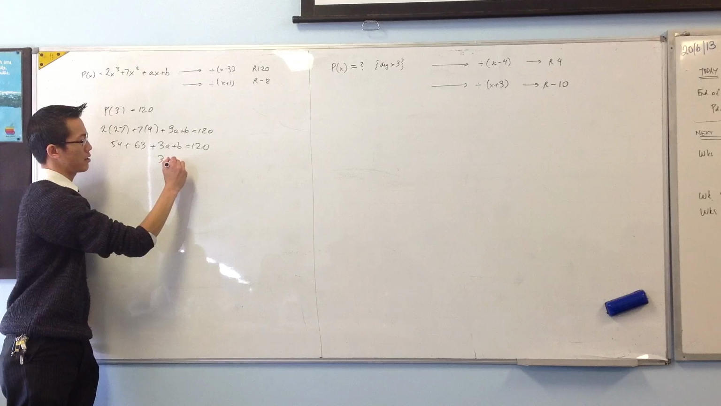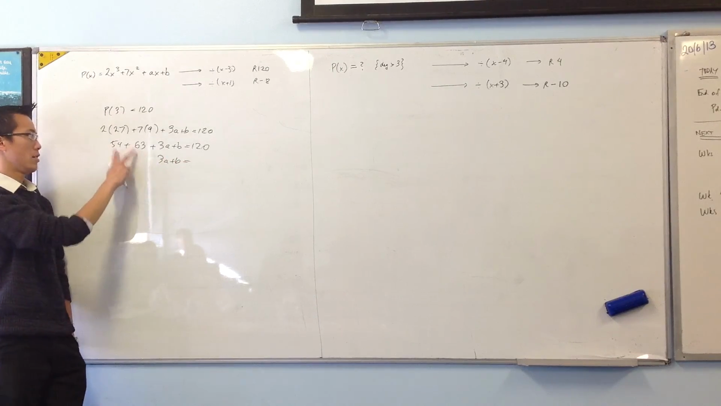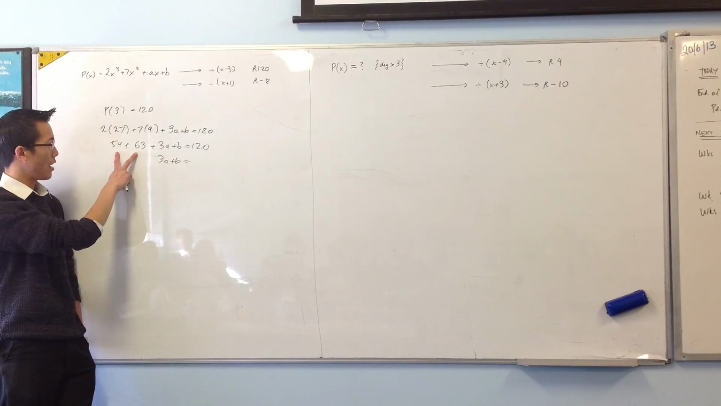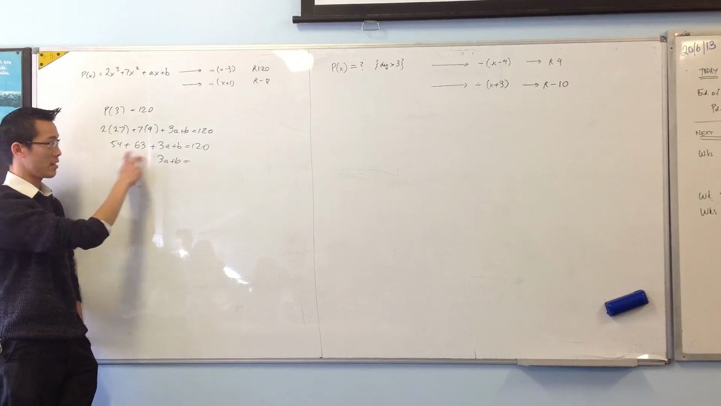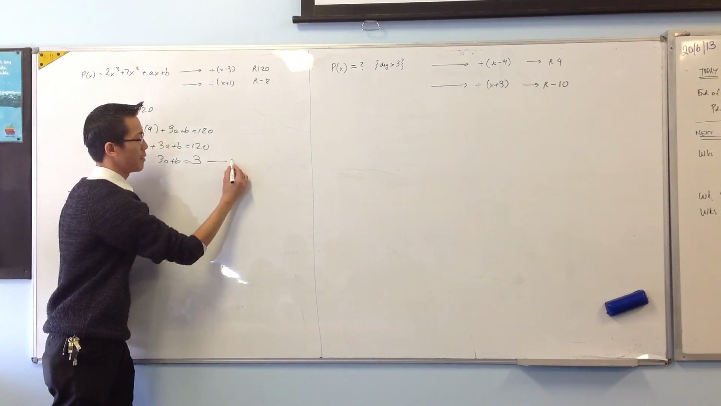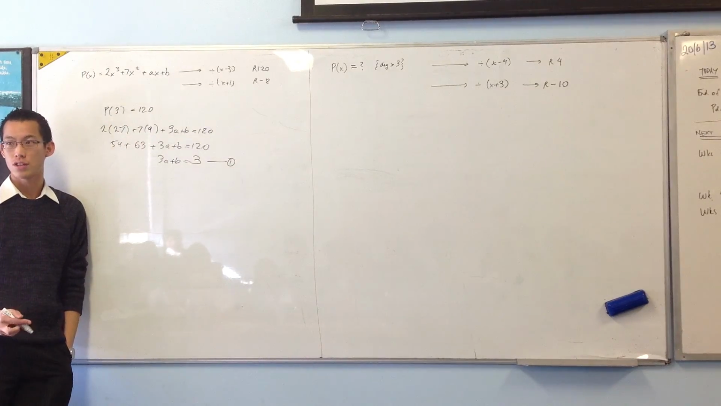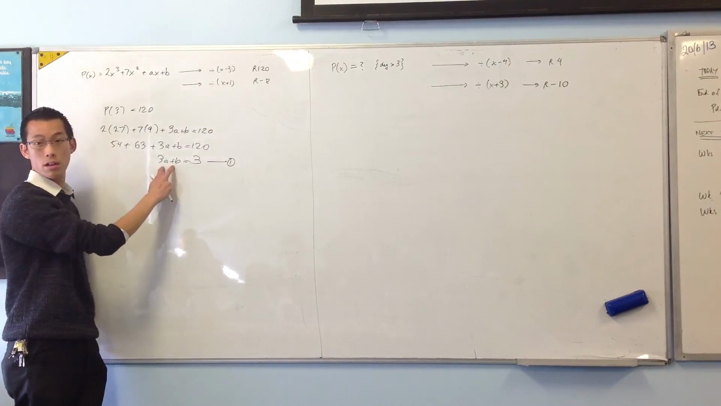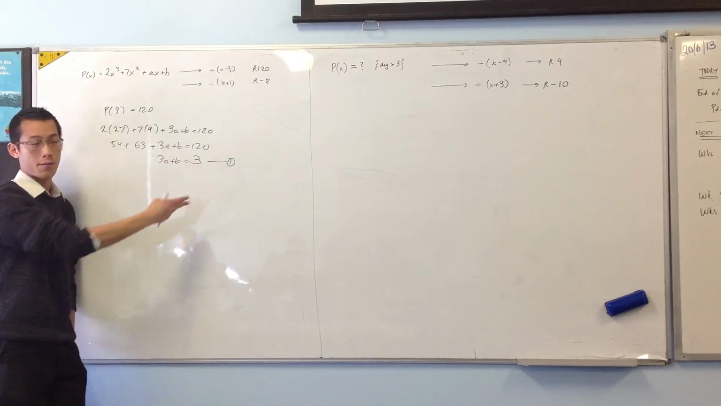So you subtract both of those. Both of those are what? 117. So I'm going to end up with 3 over here. Yes. And that's going to be one of my simultaneous equations. I know I'm going to need 2 because I've got 2 unknowns, right? All right, there's my first equation.